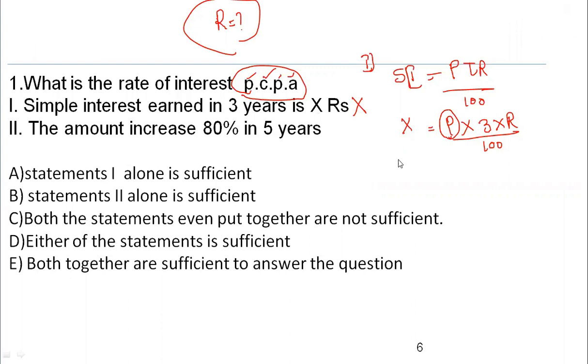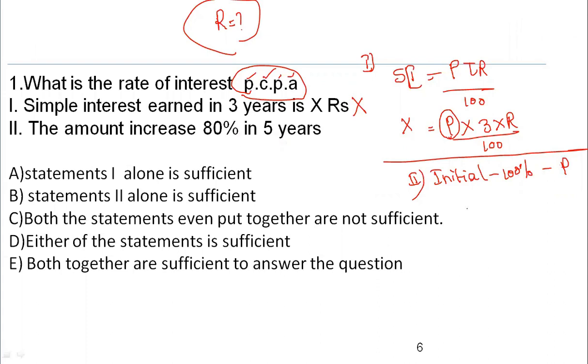Okay. What is the second statement information? The second statement says the amount increases 80% in 5 years. Whenever they talk about percentages, the initial value is always 100%. We don't know what the principal actually is, but when they talk about a percentage increment, the initial value is always 100%. That means you can take the principal as 100%.